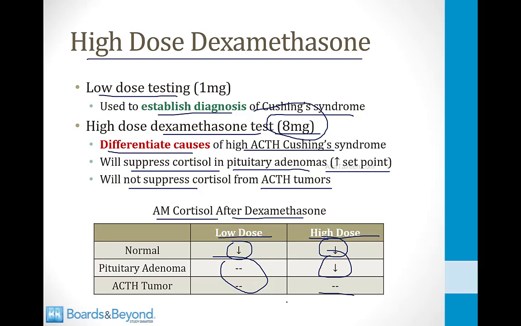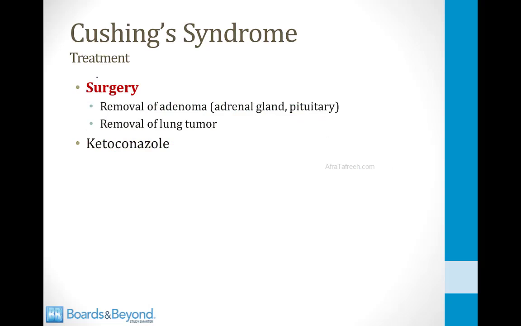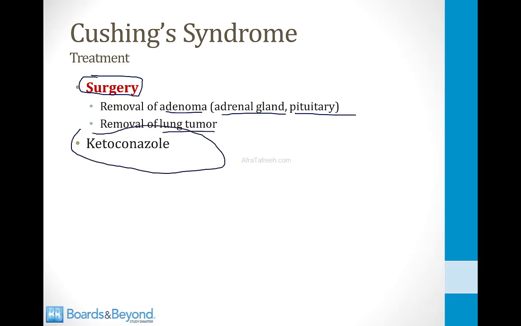but cortisol production will not decrease if the patient has an ACTH secreting tumor. The treatment for Cushing's syndrome is usually surgery. You remove the adenoma if there's one in the adrenal gland or the pituitary, or you remove the lung tumor if that's the source of ACTH. There is, however, one medicine that is sometimes used, and it's high yield for you to know this for your board, so let's talk about this now, and this is a drug called ketoconazole.